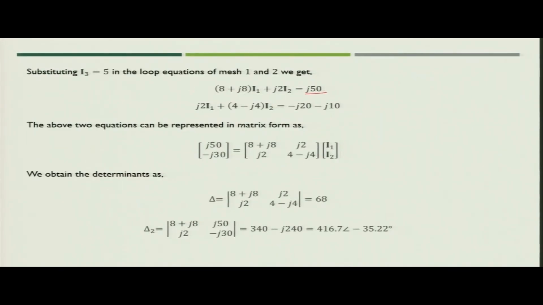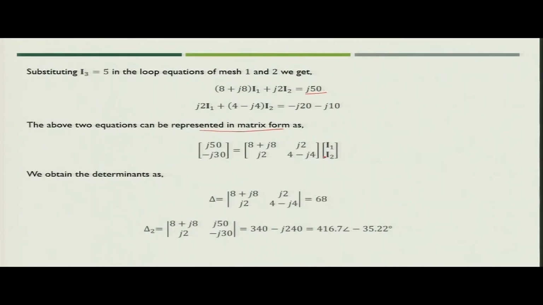Now, again what can we do? We can compile these two equations in matrix form. So, we can write j50 and minus j30 as the elements of the left side vector. Then you will have a matrix containing elements 8 plus j8, then j2, then j2 for I1 and 4 minus j4 for I2, and the vector for I1 and I2.